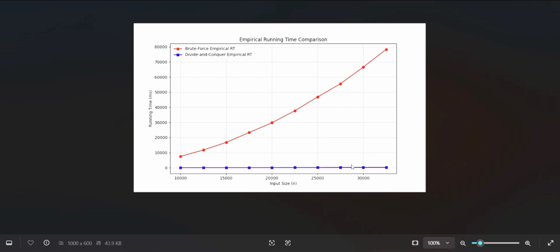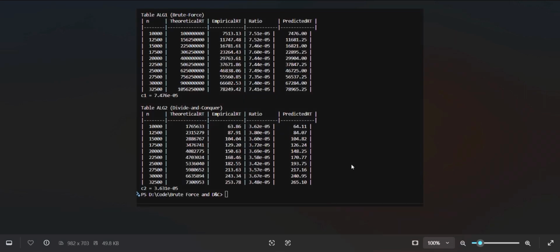Here we can see the summary table also. Here we calculated scaling constants. Here we see the theoretical, empirical, and the predicted runtimes in tabular form. We calculated the scaling constants. Here C1 is equal to 7.476 for the brute force algorithm. C2 is equal to 3.631 for the divide and conquer algorithm.